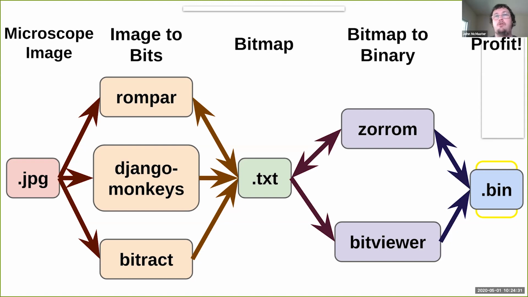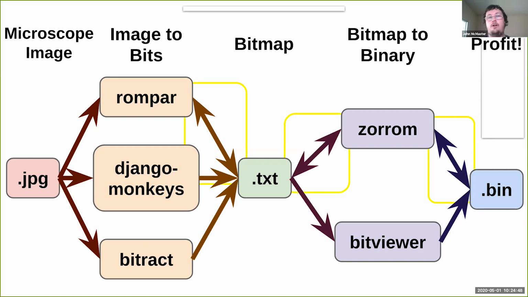We've done some conversions to turn that image into some high-level bit arrays. We've taken those bit arrays and converted them into a binary by using these transforms. And now we have something we can pop into Ghidra, IDA, or some tool of your choice like that.